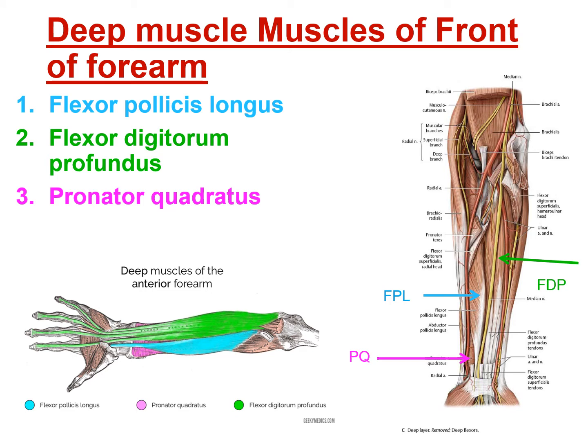Now coming to the deep muscles of the front of the forearm, they are the flexor pollicis longus, flexor digitorum profundus, and the pronator quadratus. The flexor digitorum profundus, flexor pollicis longus, and the pronator quadratus are the deeper muscles of the front of the forearm.